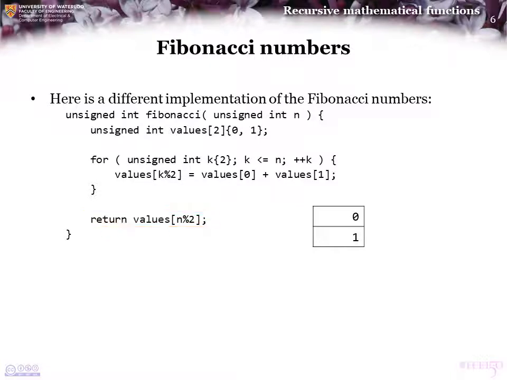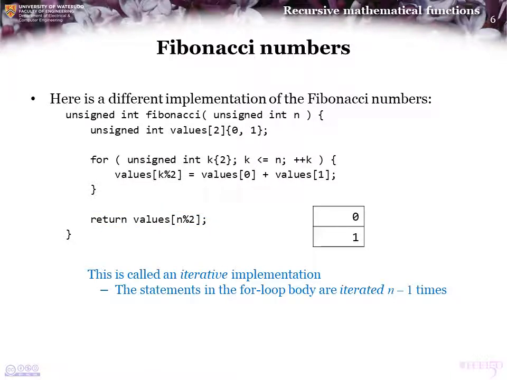So this approach is said to be iterative because we are iterating the body of that for loop. That is, we are performing the calculation of the body of that for loop n-1 times. So let's see how that works out. When k is equal to 2, 2 mod 2 is 0, so I will sum the two values together, which is 1, and save that into entry 0.